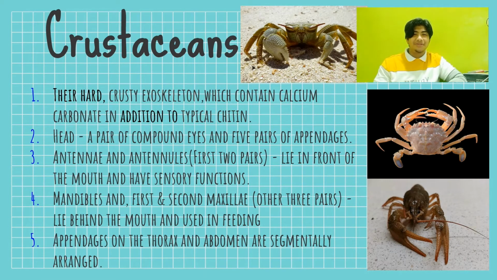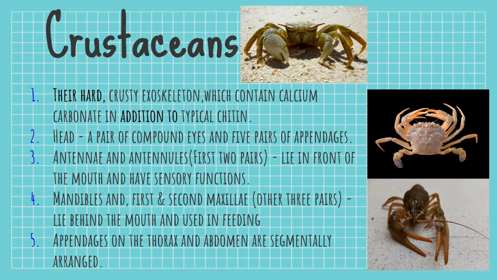So today I will be talking about crustaceans, millipedes and centipedes. So let's get started. Crustaceans have a hard crusty exoskeleton which contains calcium carbonate and typically chitin. They have a pair of compound eyes and 5 pairs of appendages on the head. First, 2 pairs of antennae and antennules lie in front of the mouth and have sensory function. Then, first and second maxillae and also mandibles lie behind the mouth and are used in feeding. Appendages on the thorax and abdomen are segmentally arranged.